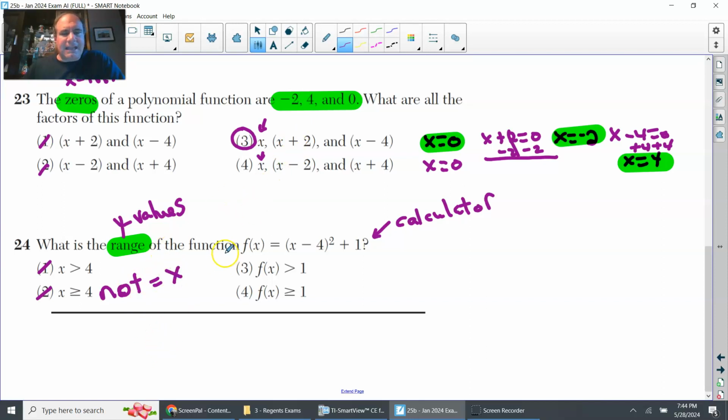It's not equal to x. So that's out. This is y. Y is greater than 1, or y is greater than or equal to 1. It includes the 1 as the range. And we saw that in the table.